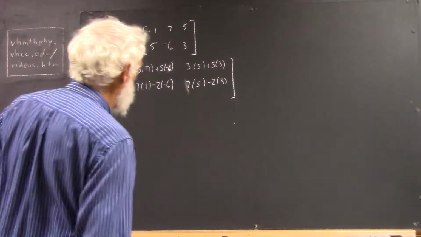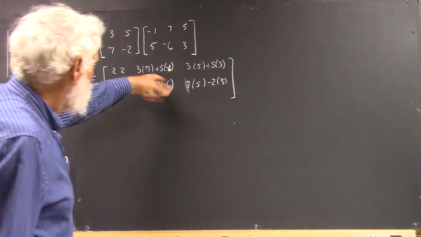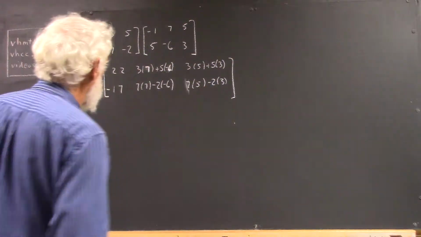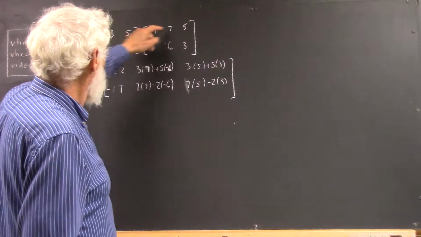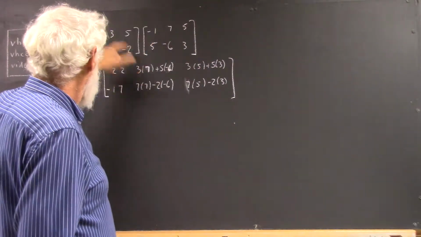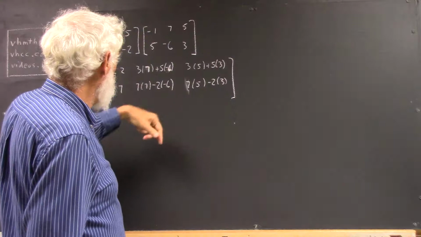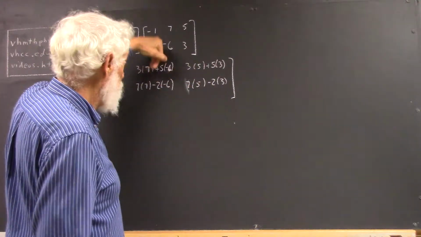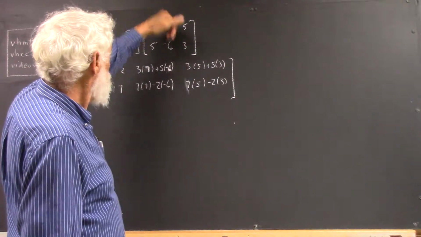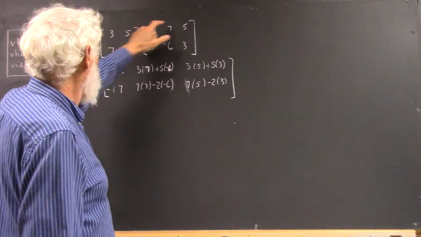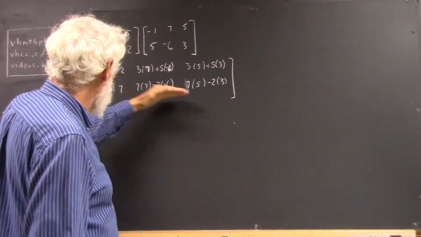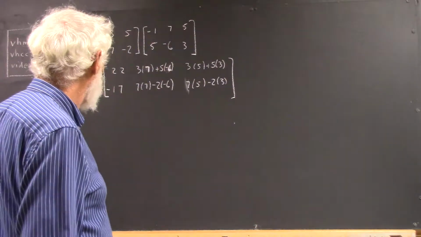So if you're really paying attention to what I did, you realize I don't know what I was looking at or thinking when I wrote this down. I think the rest of them were right. But anyhow, okay, 3 times 7, 5 times -6. Okay, that's from the first row, second column, so it goes in the first row and the second column of our product matrix. Then second row times the second column, 7 times 7, -2 times -6. Goes in the second row and the second column.